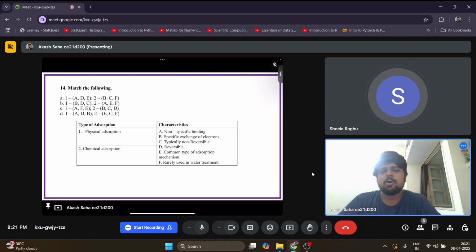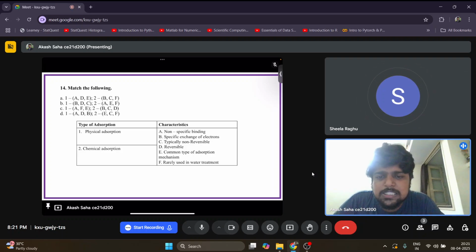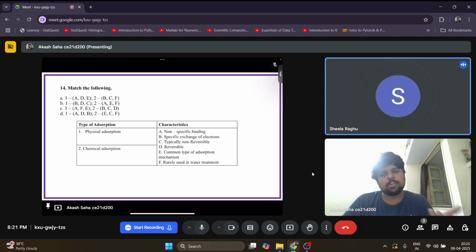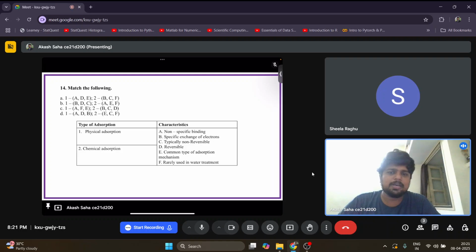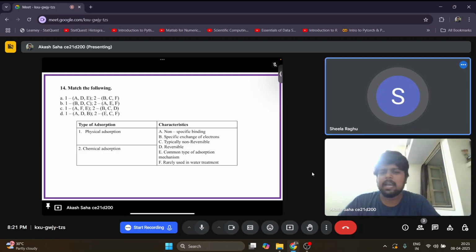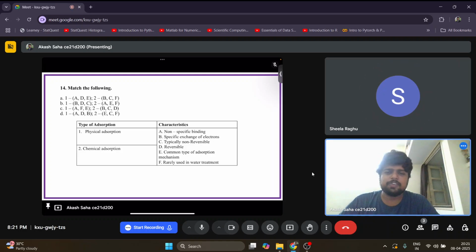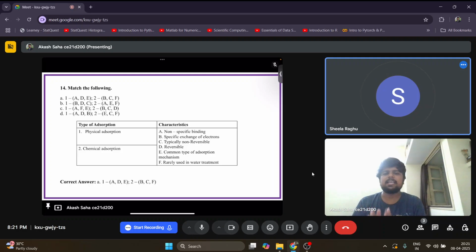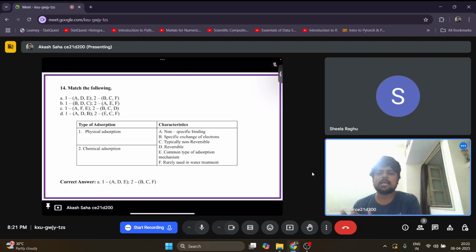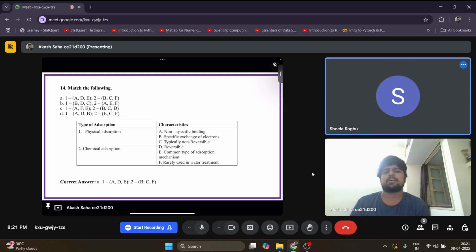One more thing. You see specific exchange of electrons. If electron exchange, so it's chemical adsorption. Then chemical will be non-reversible, right? And physical adsorption is very common. Physical forces of attraction will be happening, so it's a common type of adsorption. So if we see, for physical A, D and E are correct. For chemical B, C and F are correct.